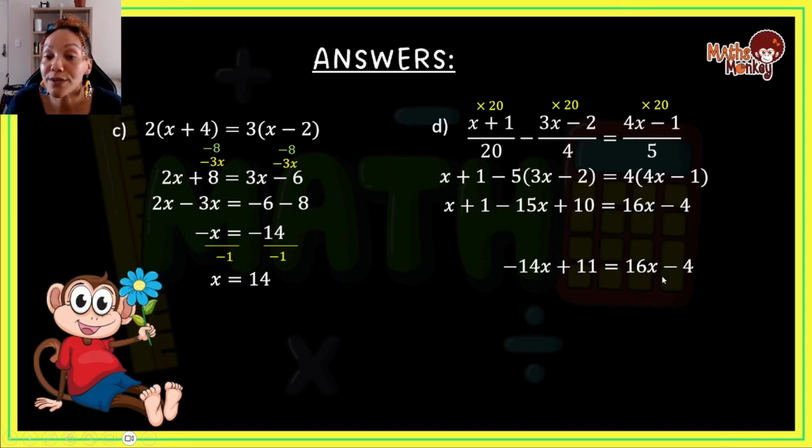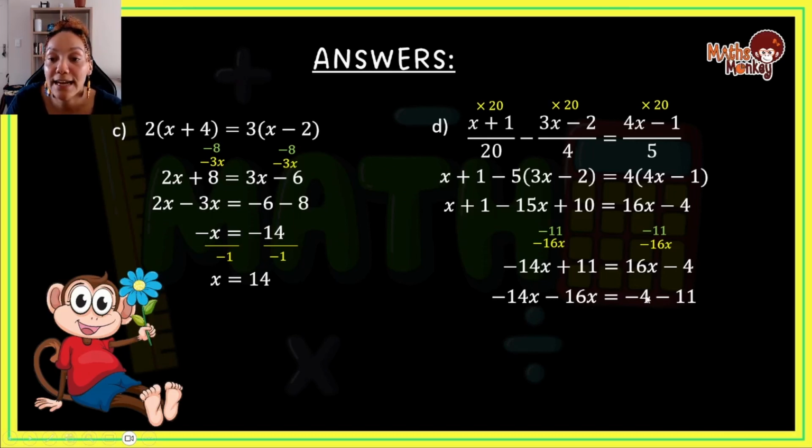So what I need to do now, remember, we want to get x by itself. See, we're doing the same thing over and over. So we want to get x by itself and all the constants on the other side. So the way we would do this is I'm going to subtract 11 on both sides, and I'm going to subtract 16x on both sides.